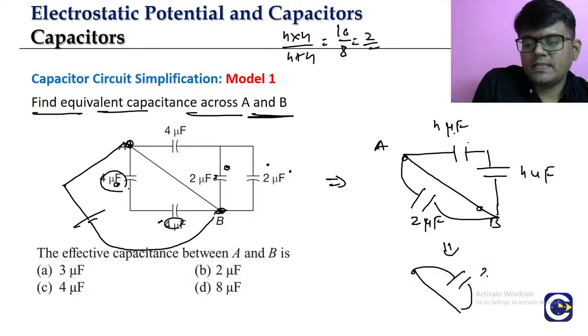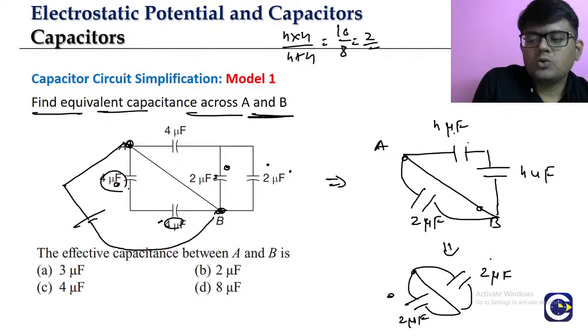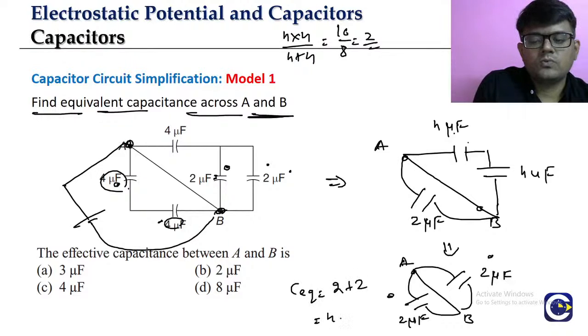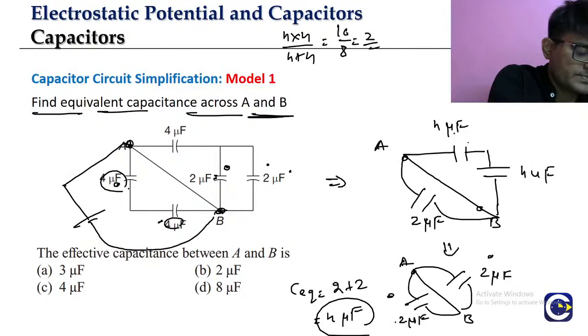Replace it with what? 2 micro, on this side, 2 micro. Now look, these 2 micro and 2 micro are A and B. They are in parallel, right? So parallel means what? What is the final C equivalent? C1 plus C2, 2 plus 2. Check, what is the answer?